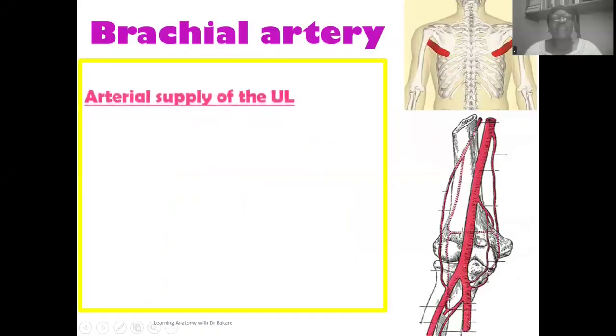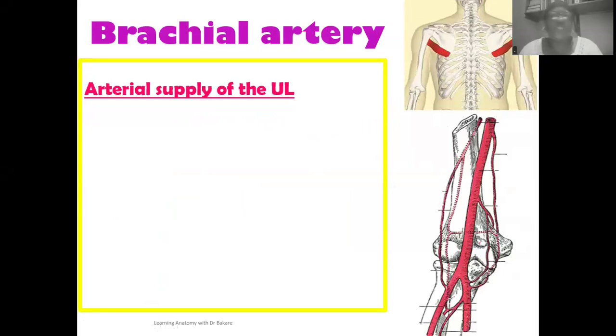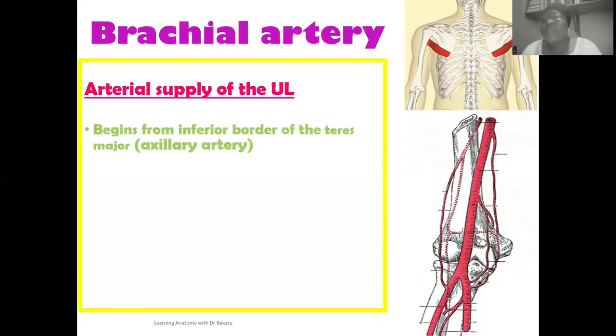The brachial artery is the arterial supply of the upper limb. Even though the brachial artery is limited to the upper arm region, it is seen to further subdivide into the radial and also the ulnar artery. This artery is seen to emerge at the inferior border of the teres major.